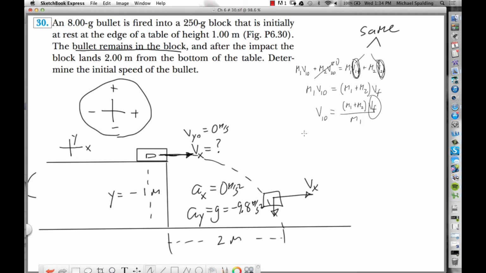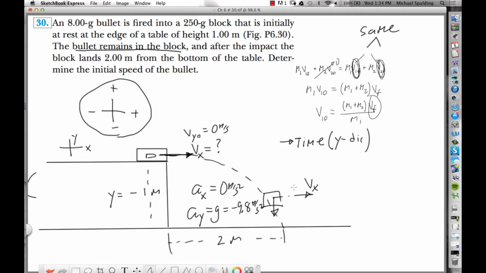Okay, so first thing we've got to do is find time in the air. Now you've got a decision to make. Are you going to find time in the air with x data or y data? You can't use both. In this case, we're going to use the y direction. You don't have enough info to find time with the x. So here's how you find time.